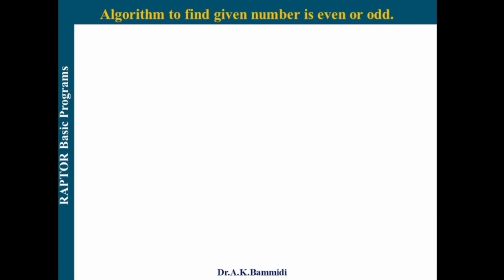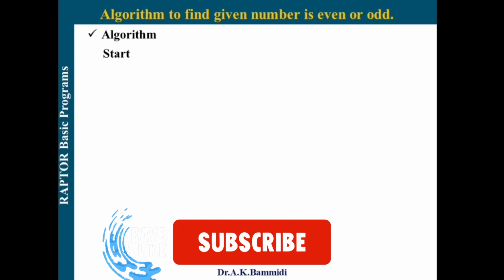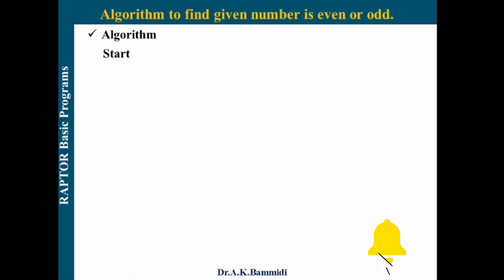As usual, this algorithm also starts with the first step, which is start. Here we have to find out whether the given number is even or odd. So the input variable is only one number. First we will declare a number. The variable name is num, and then we will enter the number value. Then you have to find out whether the number is even or odd.